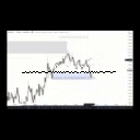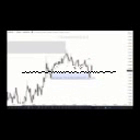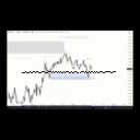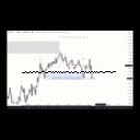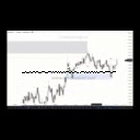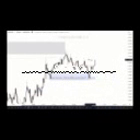This is our first inducement, correct? You have to wait for this inducement to be taken out before the sell. So let's see what will happen here. The market is showing some reaction. Okay, let's see. And the market pushes higher after breaking this structure, and this is our inducement.